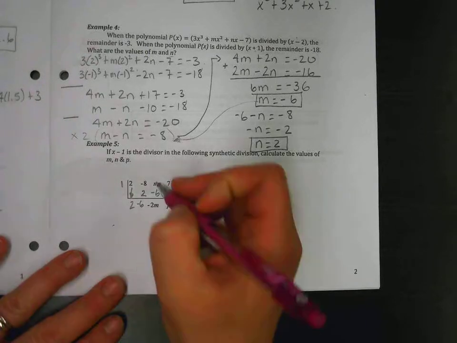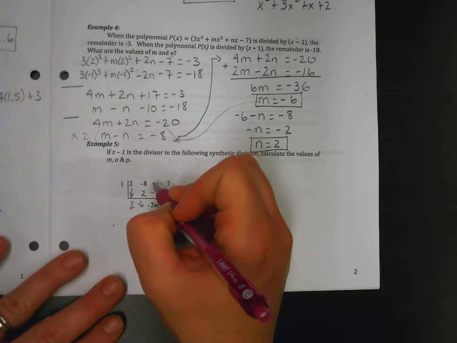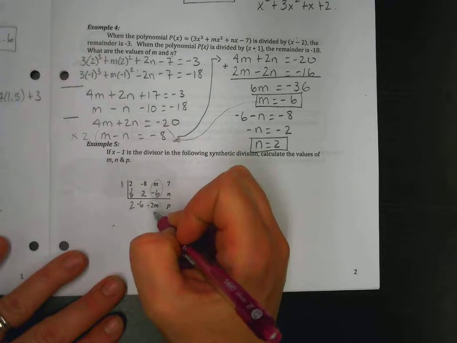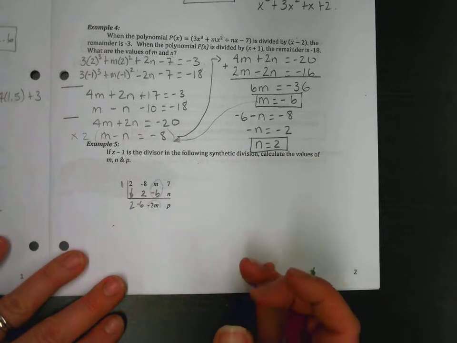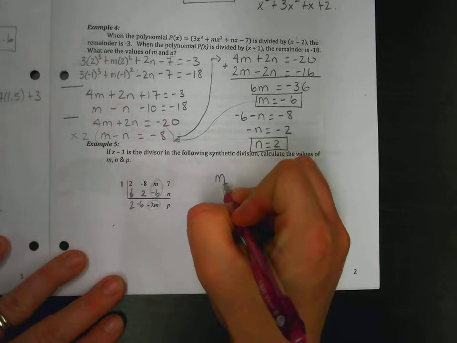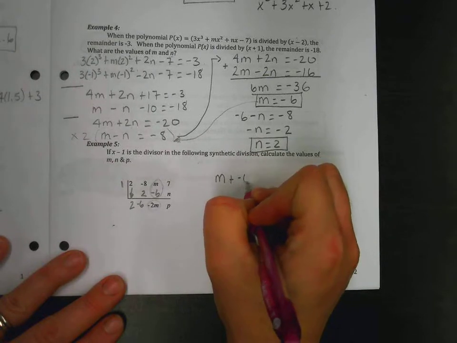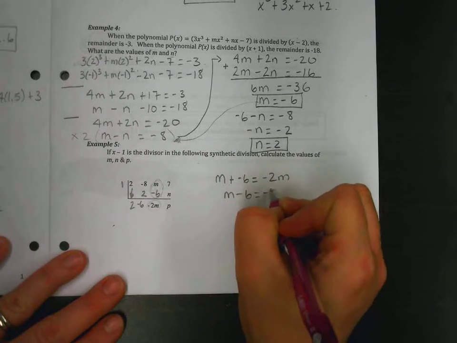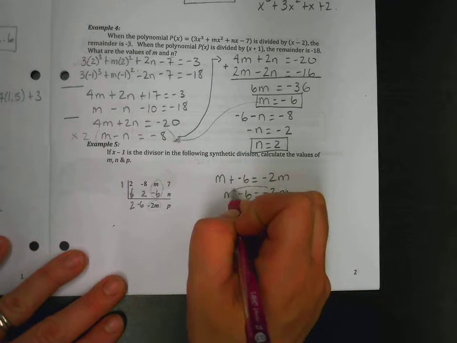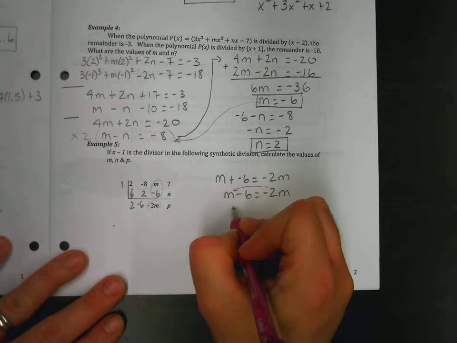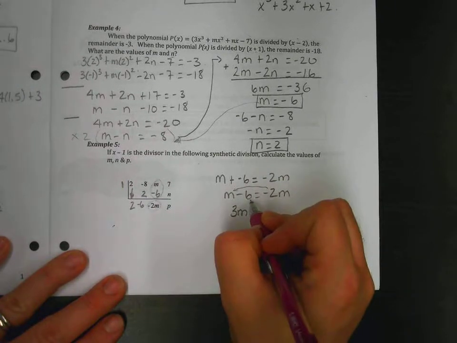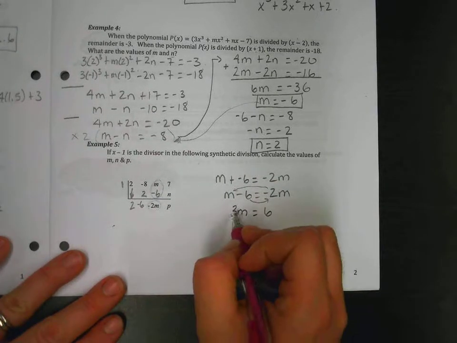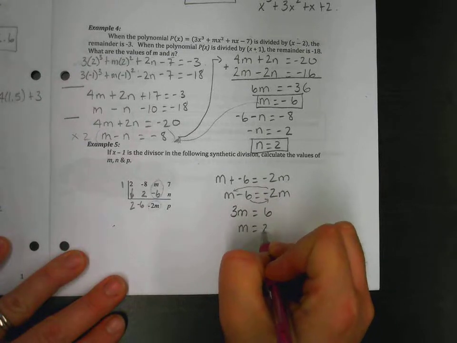All right, so from here, what do I know? Well, if I add these two values together, this should equate to this value here. So I'm just going to set up my own algebraic expression over here to be able to solve for m. So m plus a negative 6 should equal negative 2m. So technically m minus 6 equals negative 2m. Well, if I were to solve this, I'm going to bring the 2m to this side, which gives me 3m. And at the same time, I'm going to bring the negative 6 over here, which gives me a positive 6. Divide both sides by 3, m equals 2.